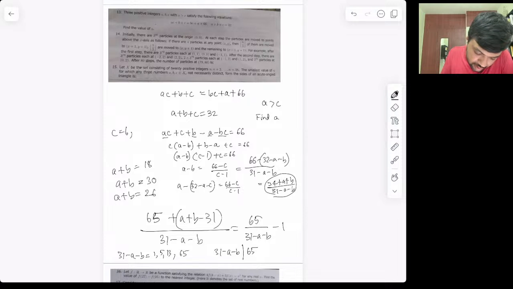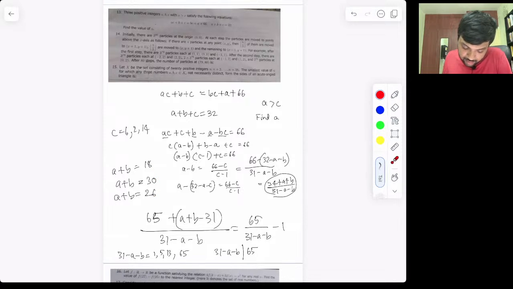Okay. What to do? So 18, 20, 12, 14. Okay. So c can be 6, 2 or 14. That is when a plus b is 26, 30 or 18. And once you get what is c, 6, 2 or 14, you can plug in here. And you can sort of solve for a as well. So which one works? So if you put c is 6, 60 by 5 will work. If you put c is 2, so what? So we are almost there, right?